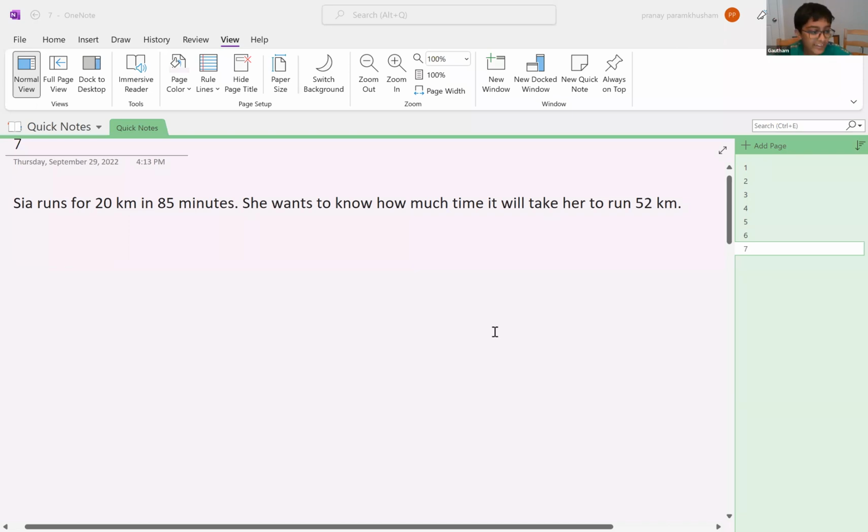She runs 20 kilometers in 18 minutes. He wants to know how much time it will take her to run 52 kilometers. All right. So the ratio is, all right, the ratio is 5 to 17. Is it 4 to 17 or 5 to 17? 5 to 17.